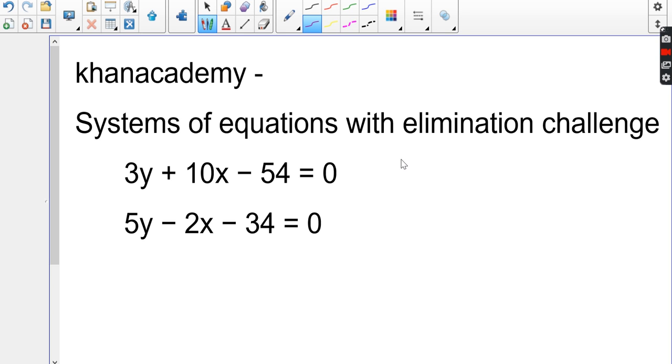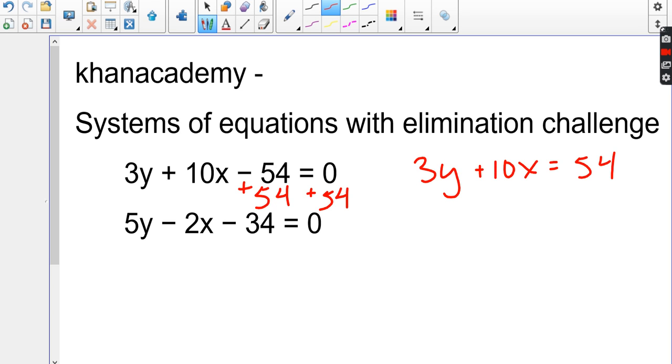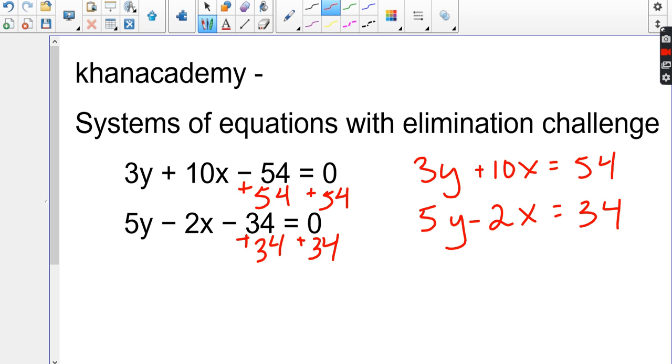Okay, normally when we're using elimination, we see an equation in standard form. So we would just have the numbers on the other side. So let's make this standard form. You would just add 54 on each side, okay? And the new equation here would be 3y plus 10x equals 54. Add 34 on both sides for this one. And the new equation is 5y minus 2x equals 34. So you see how it's really the same thing as a standard equation. The constant was just moved over to the other side and it was set equal to 0.